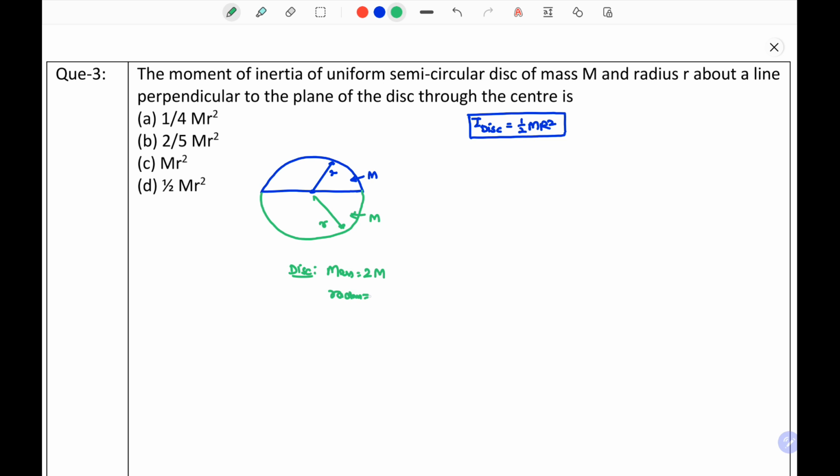Therefore, we can say that the moment of inertia of the given disk will be equal to half into the mass of the disk, this is 2M, and radius is R square, and it will be equal to M R square. Hence, the moment of inertia of the semicircular disk, which will be half of the total disk, is 1 by 2 of the disk, and that is equal to 1 by 2 M R square. Hence, option D is the correct option.